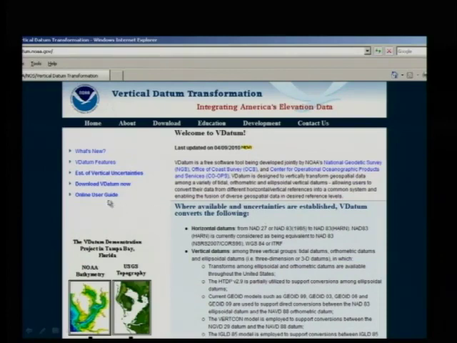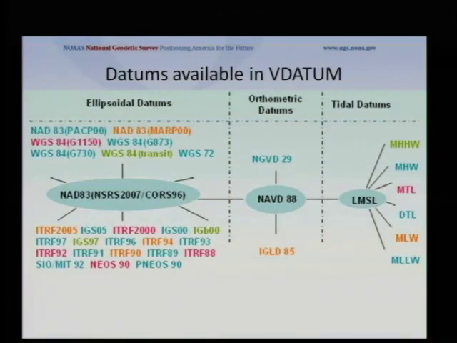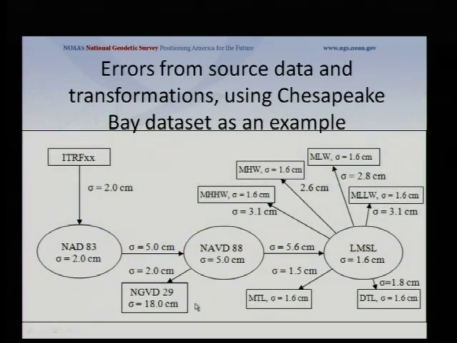And this is the main page. You can download it now. You will need to click the box that says you read this estimate of vertical uncertainties, and I urge you to do that because it is really important and well written. Here's the number of different datums that are available: the ellipsoid datums, the reference ellipsoid datums, the orthometric datums, and the various tidal datums. This is an example of the amount of error, which is additive, that can be associated with those results. And it's significant. I'll show you a total in a little bit.